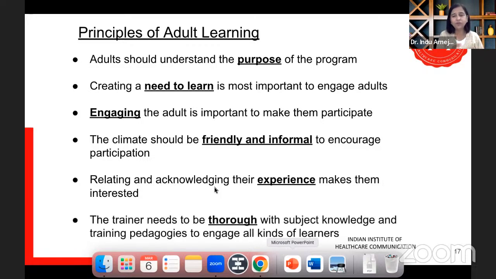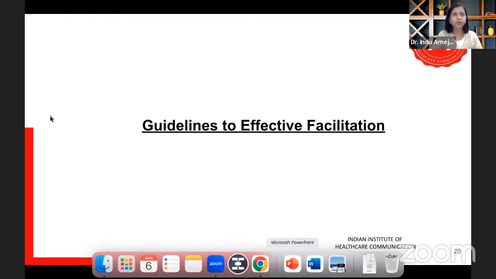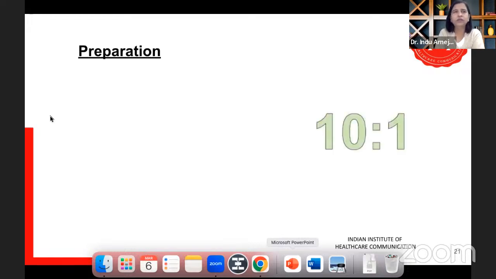So the trainer has to be thorough with not only the subject knowledge, but also training pedagogies, and understand what is happening in the group. Because a lot of the time, if you are not in touch with what is happening in the group, you may miss important reading. So here are certain guidelines that will help us effectively prepare ourselves for the delivery. One is the rule of 10:1.